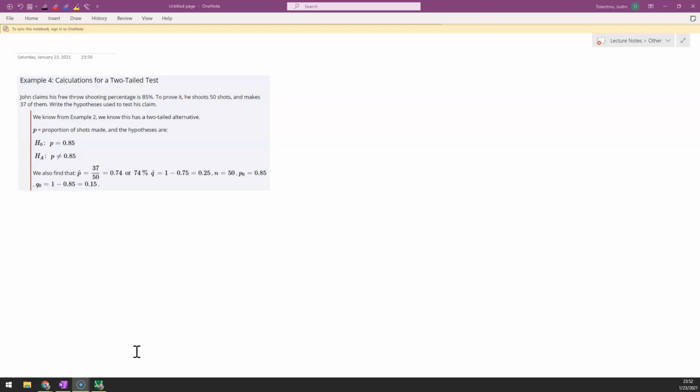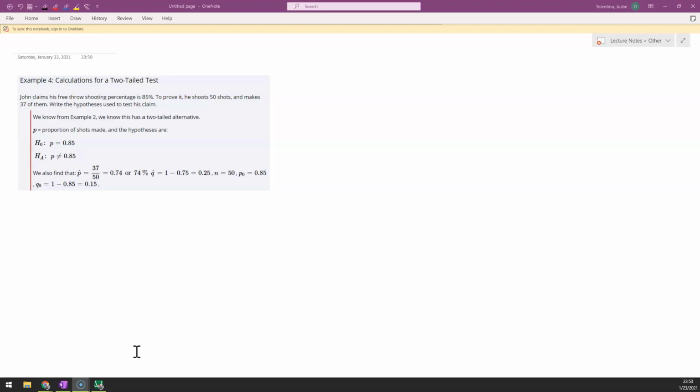So we have the hypotheses here that were created, and we know that p is 0.85 because his claim of a shooting percentage is 85%, and we're just trying to see is that right or wrong. So this is why we have a not equal sign. It's a two-sided test, so I don't care if he's too low or too high. And so, how do we find the test statistic for this?